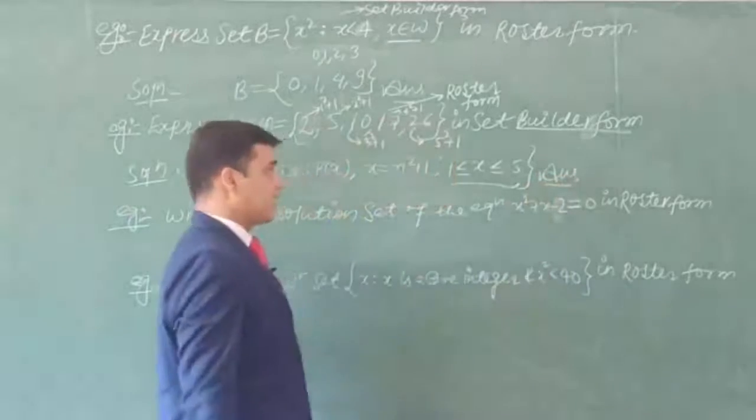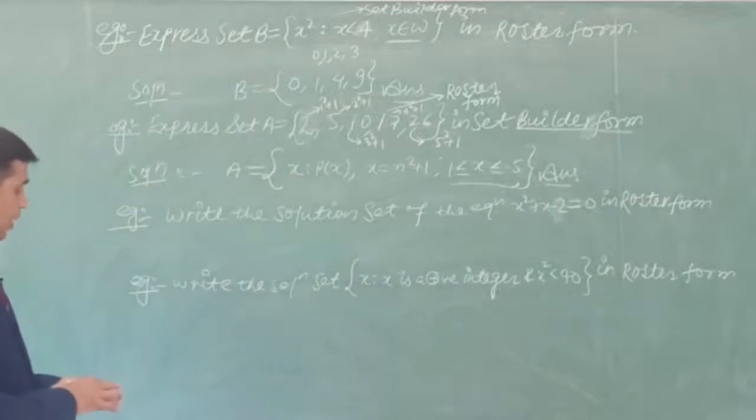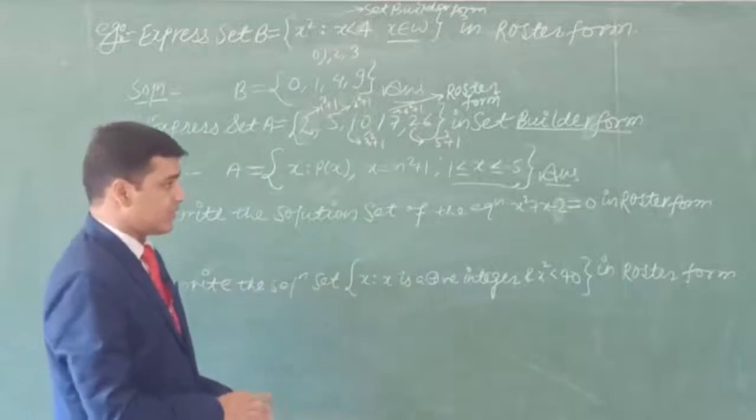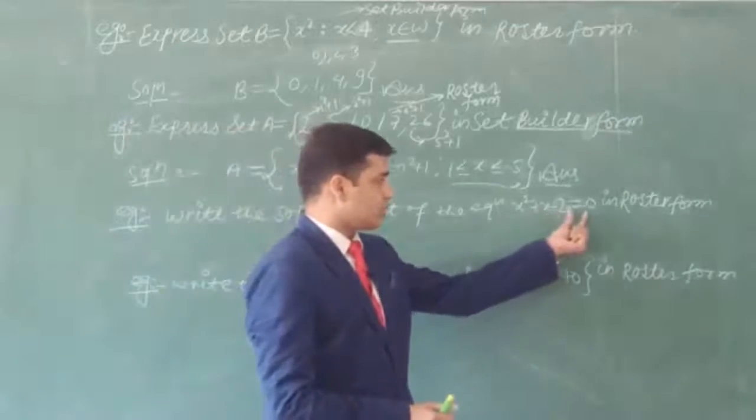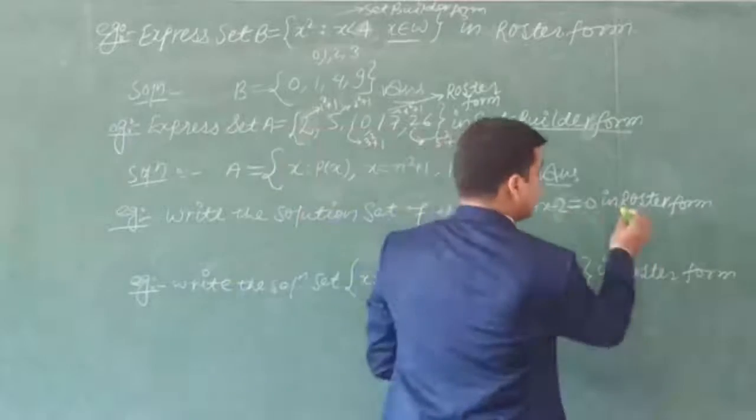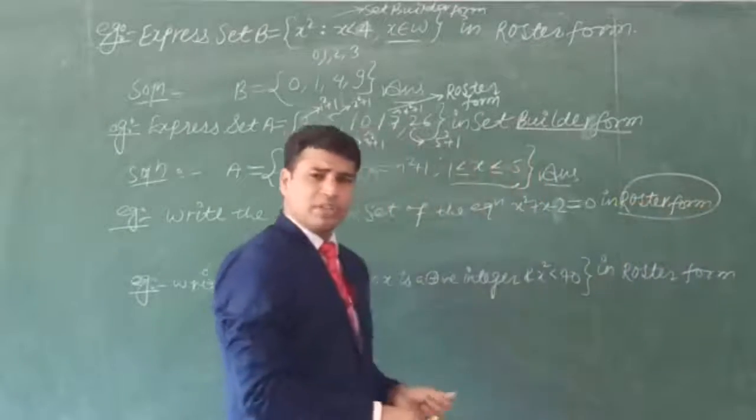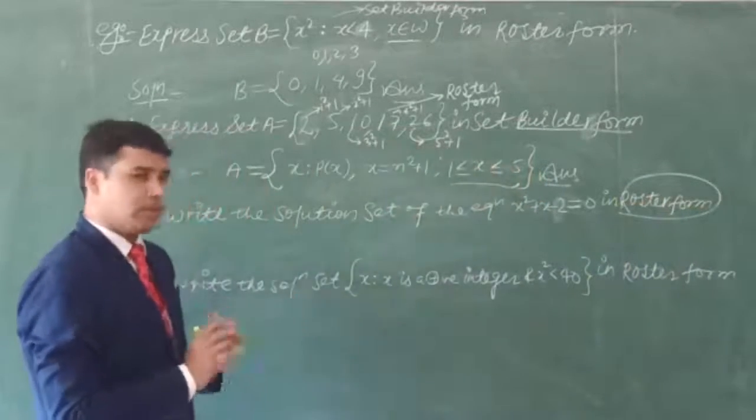Okay, so I hope you are getting this. Next example. Our next example is: write the solution set of the equation x square plus x minus 2 equals to 0 in roster form. See this here, in roster form. Again, roster form means our answer will be in numerical values.